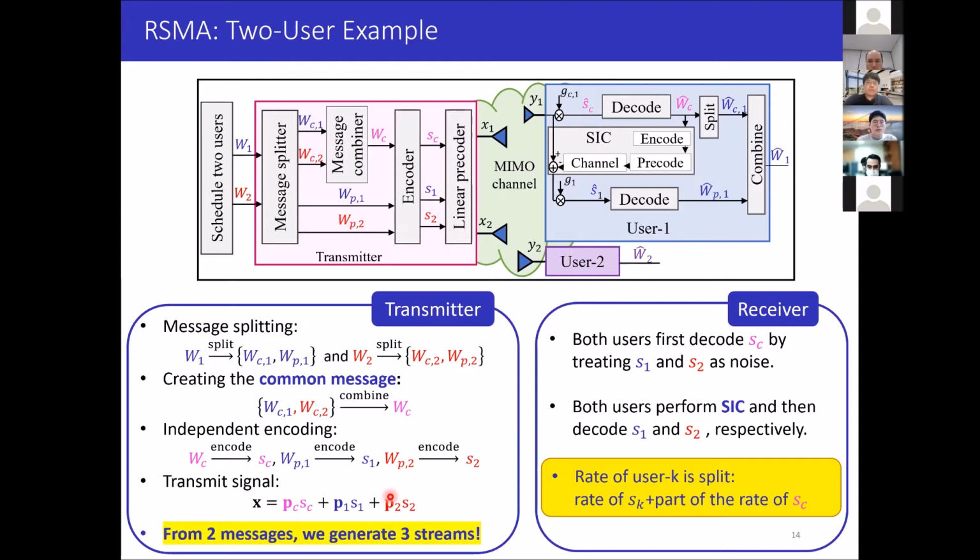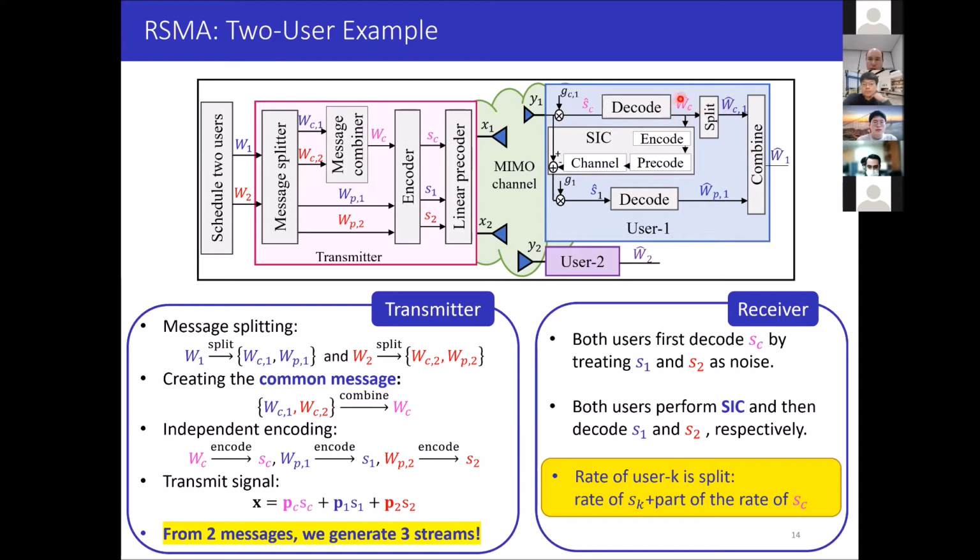And then what do we do? Well, both users first decode this common stream SC. Both receivers will operate in the same way. I don't display the user two receiver here, so we just look at user one, but both receivers will first try to decode SC. And so here you have an estimate of SC that you decode into this common message, WC. And what user one does is retrieve from WC the blue part. The blue part was the part intended for user one.